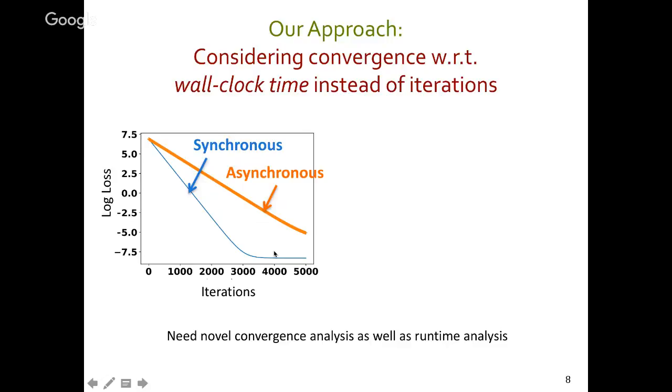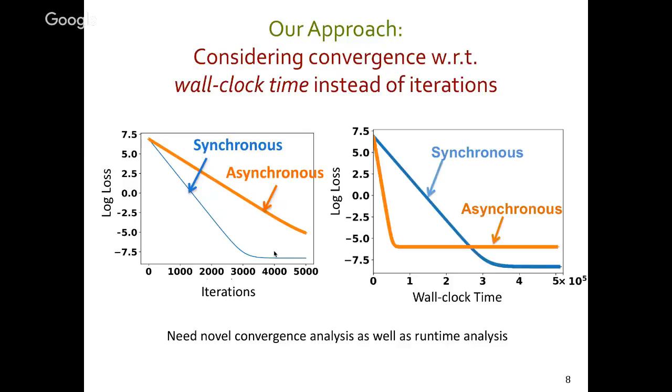But now if we change the x-axis to the wall clock time, where we consider the runtime per iteration of these algorithms, then we can see that for the asynchronous SGD version, the curve gets compressed drastically. And it does much better than synchronous SGD, at least at the beginning. So initially, it has this sharp drop, and it converges very quickly. But then later on, it has a higher error floor than synchronous SGD. And these are the trade-offs that we are trying to understand.